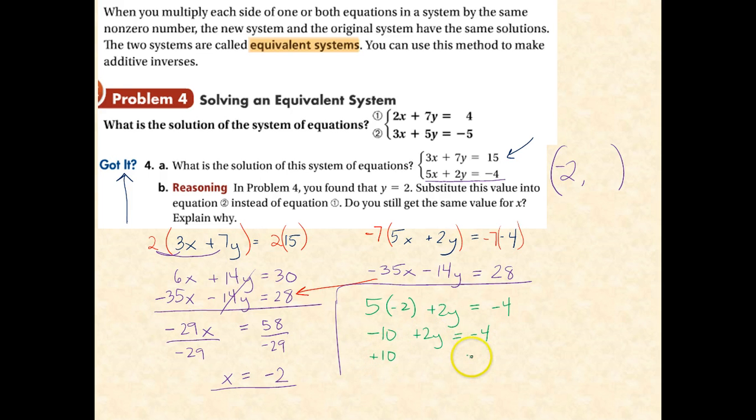Add 10 to both sides. And we get 2y equals 6. Divide both sides by 2. And y equals 3. So the solution to this system of equations is negative 2, 3. Ding!